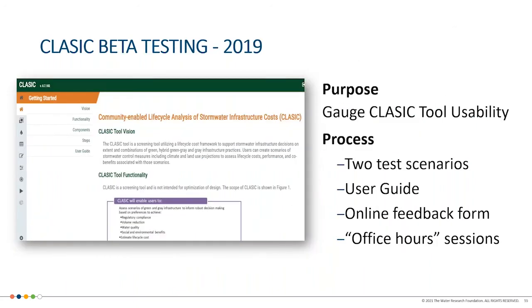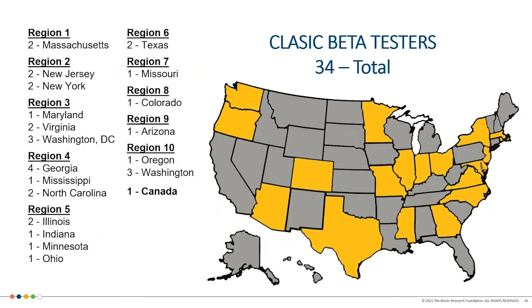So then after we had these user stories, the tool developers, Sybil and her team, built CLASIC, and then we did some beta testing. We had 34 beta testers from across the nation, and we had them test the tool and give us feedback. How did it work? What parts did you like? What didn't you like? When do you need definitions?